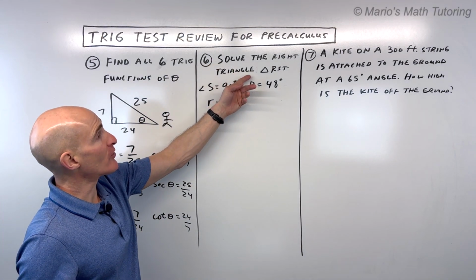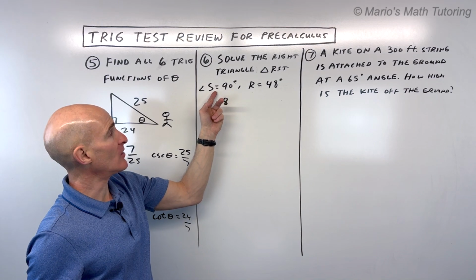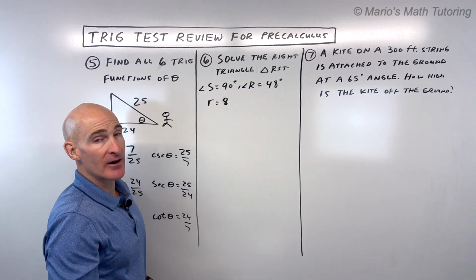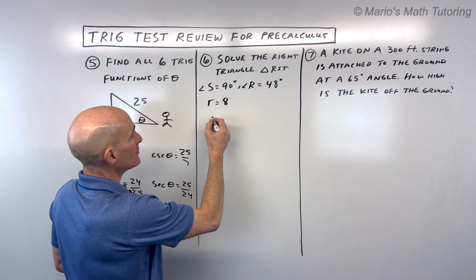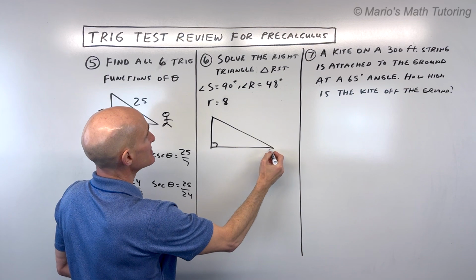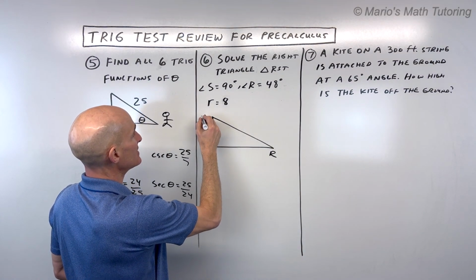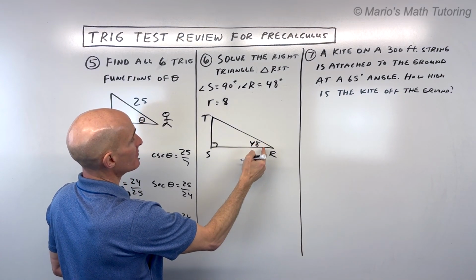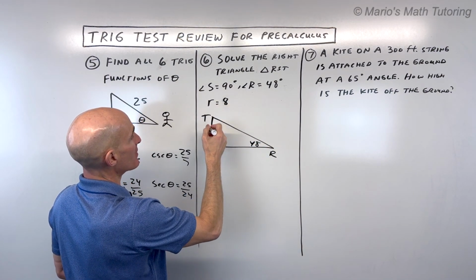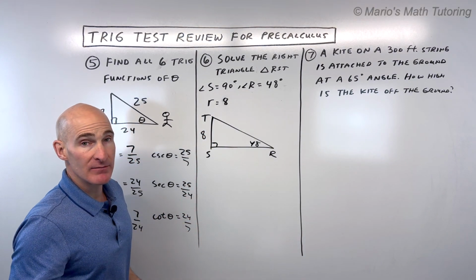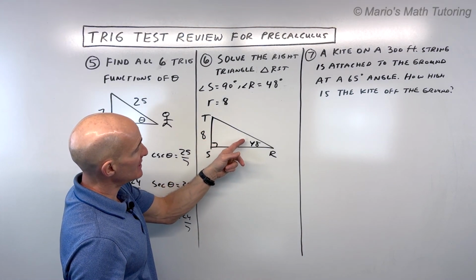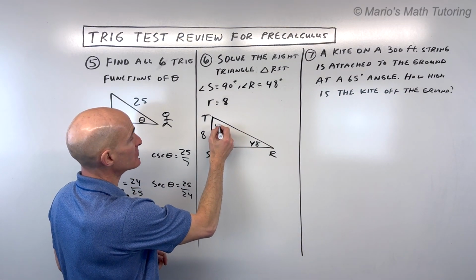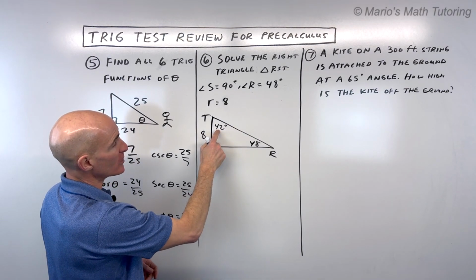This one says solve the right triangle RST, given that angle S is 90, angle R is 48 degrees, and side R is equal to 8. So we've got a right triangle, and let's just say this is R, S, and T. S is the 90-degree angle, R is 48 degrees, and the side across from angle R is lowercase r, that side is 8. So we need to find the missing components. Well, we know that angle T and angle R have to add up to 90, because 90 plus 90 is 180, and all the angles in a triangle add up to 180 degrees, so that must be 42.